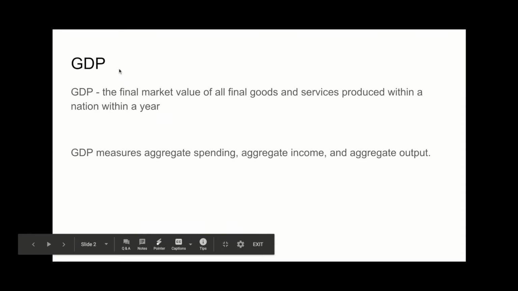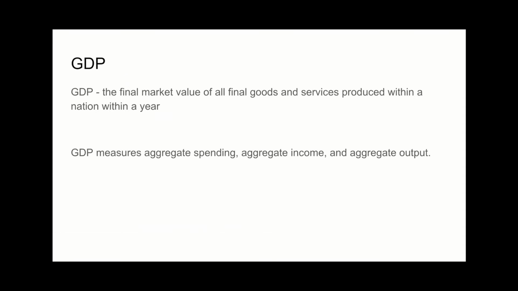GDP stands for gross domestic product. Gross meaning everything added up together. Domestic meaning produced within our borders. And then product, things that are actually made. GDP measures aggregate spending, aggregate income, and aggregate output. Aggregate meaning everything added up together. So we're aggregating our spending.